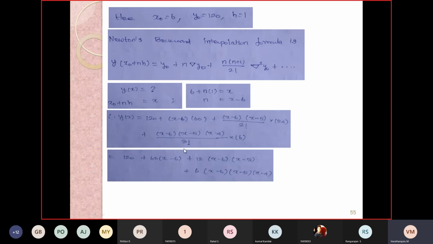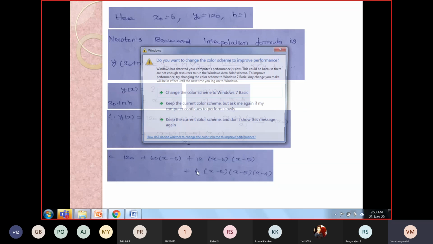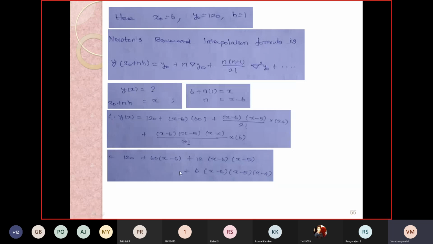See what the 60, 24, 6. Okay, there is a problem here. Keep your 3 factorial, or that can be neglected. This 6 and 3 factorial, 1 into 2 into 3, therefore you won't get any coefficient here. Here I have written 6 wrongly. Please be aware, here there is no coefficient associated with the third term.